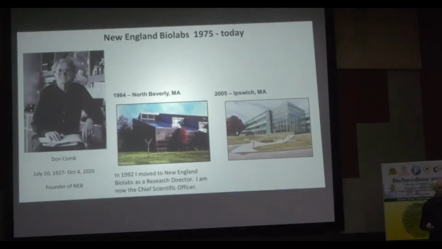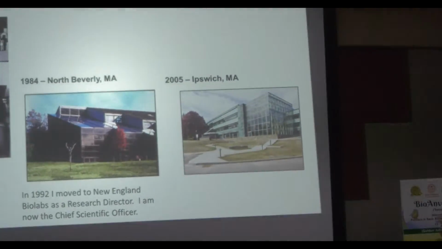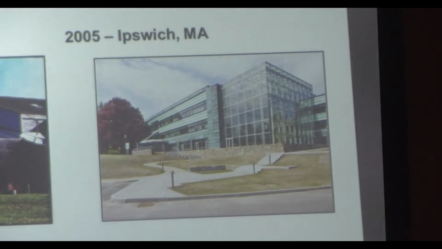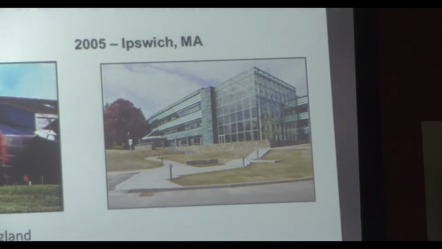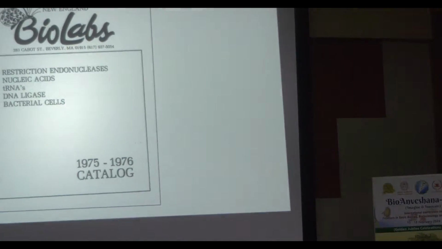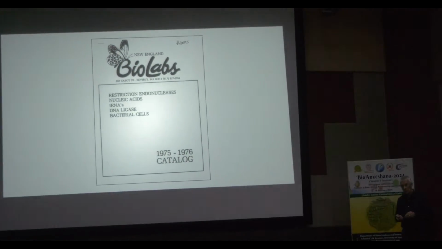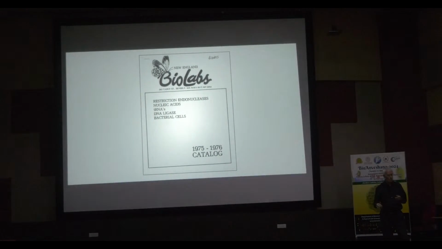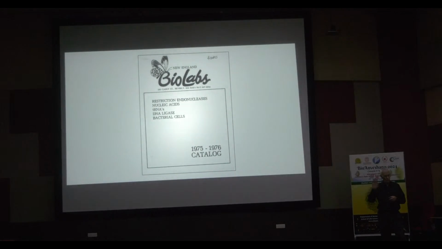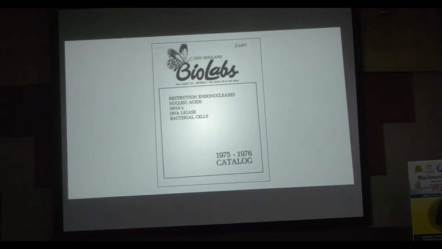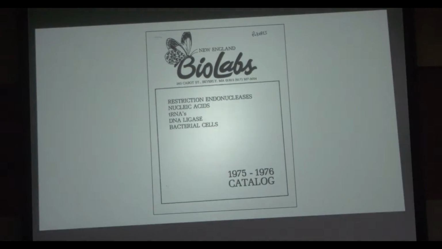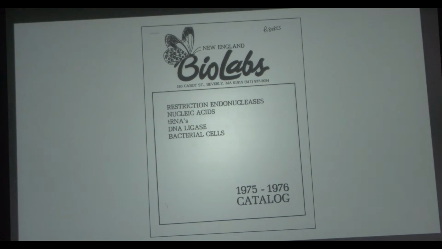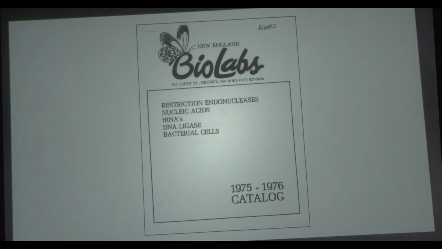The whole company is now about 650 people, of whom 350 or so work in Ipswich, and the rest are around the world, mainly selling and distributing and so on. This was the very first catalog that I put together, and I'm sure all of you have seen company catalogs since then, and they always have a whole bunch of stuff in them that is not just product oriented. This was the very first catalog to do that, and we had a list of the known restriction enzymes at the end and a little bit about them.